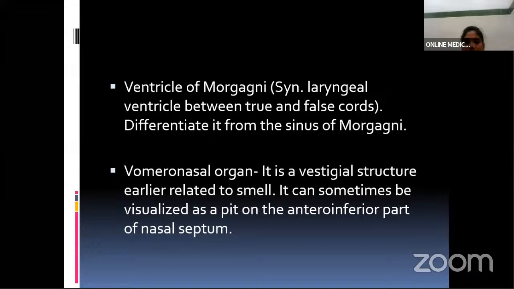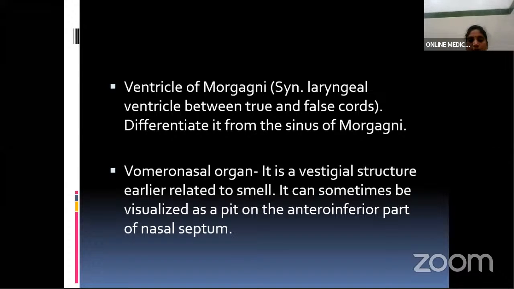Ventricle of Morgagni is synonymous to the laryngeal ventricle. This is very important. Please be aware of that. There is a space which is seen between the true cord and false cord. The space between the true cord and false cord is the laryngeal ventricle, otherwise called ventricle of Morgagni. It is not sinus of Morgagni. Sinus is different. Sinus of Morgagni is present near the skull base, near the Eustachian tube. Ventricle of Morgagni is seen in the larynx, vocal cord.